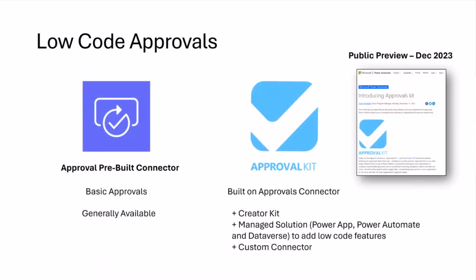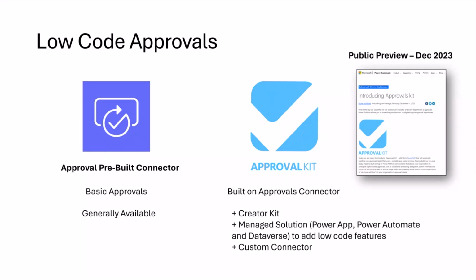And if we want to compare the two, one of the common questions we get is, what's the difference between the out-of-the-box approvals connector and the Approvals Kit? With the out-of-the-box approvals connector, you can do basic approvals. It is a generally available connector that's there today. The Approvals Kit builds on that out-of-the-box approvals connector, but it adds a lot of other managed components to a Power Platform solution around it.